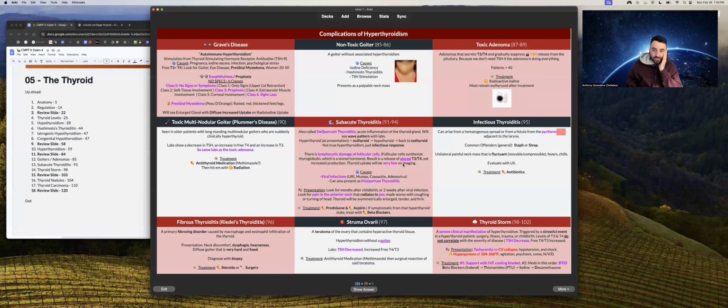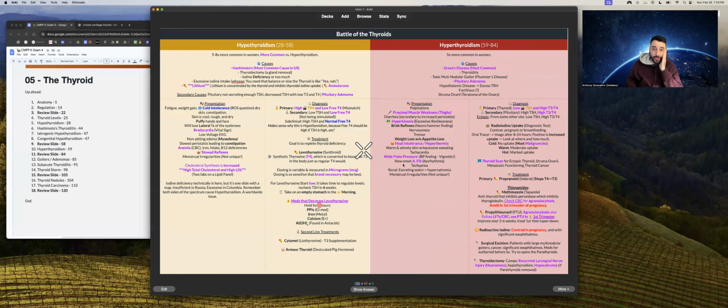Infectious thyroiditis. This is that staph or strep one. Can arise from hematogenous spread from fish or from piriform. I don't know. Isthmus, sinus. Let's go.